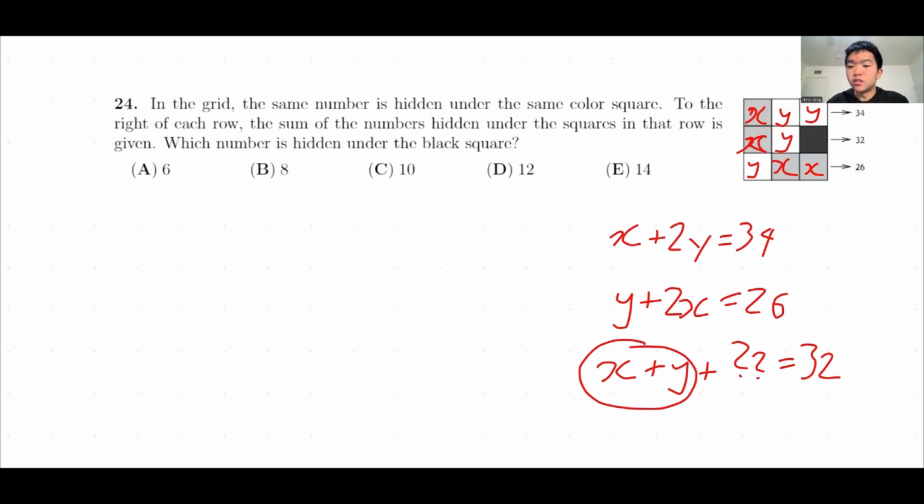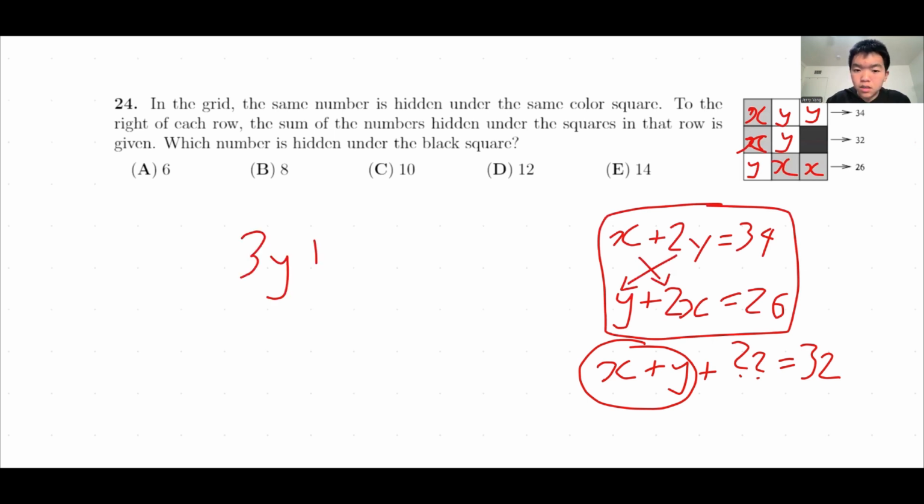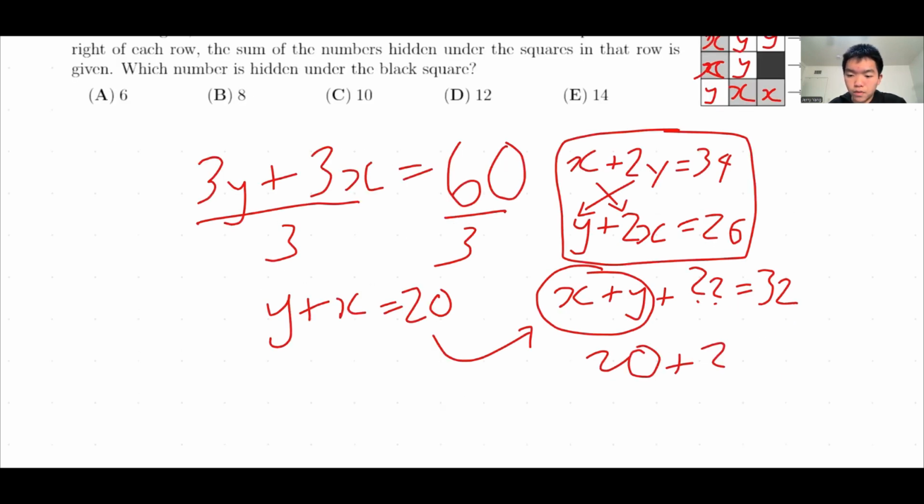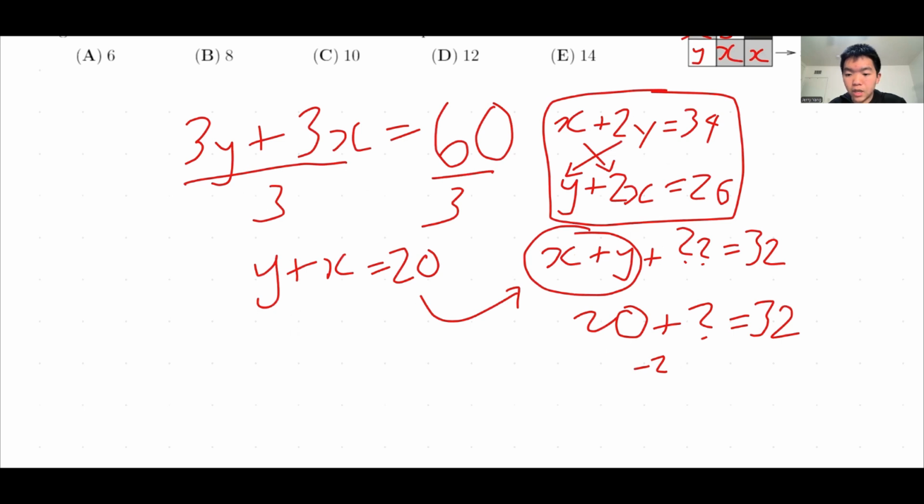And we can actually do that very easily, and they gave us the perfect setup for this. If you add up these two equations, we get 3Y plus 3X equals, what does this add up to? It adds up to 60. Wow, isn't that really convenient? And then if we divide everything by 3, we get Y plus X equals 20. And then without solving for Y or X individually, we plug in 20 here. 20 plus mystery number equals 32. And all we have to do is subtract 20 from both sides. Then we get mystery number equals 12.